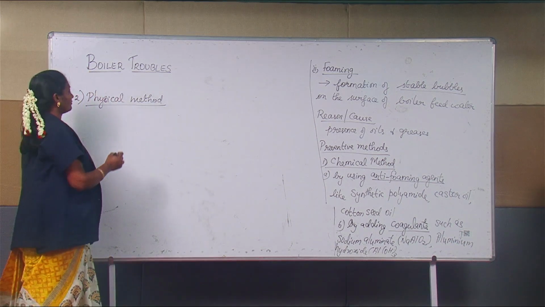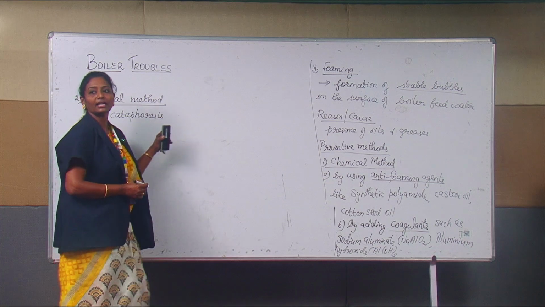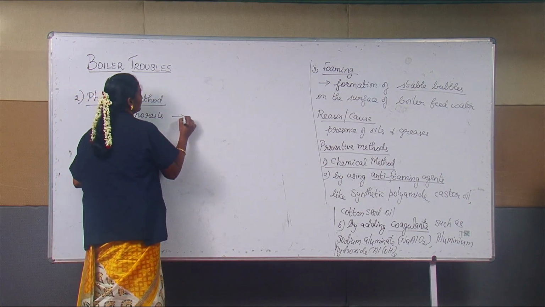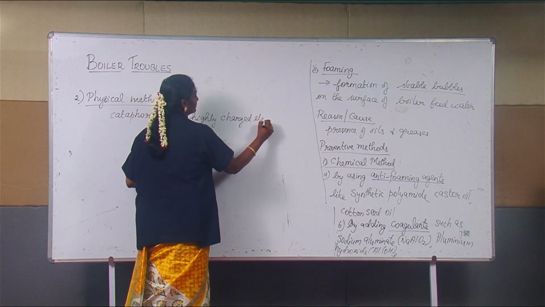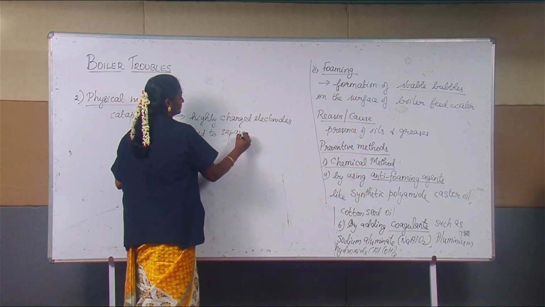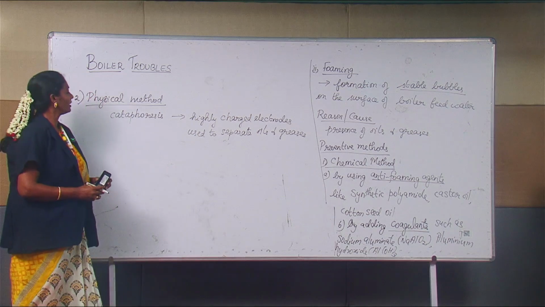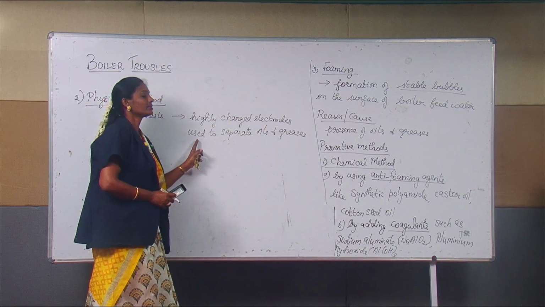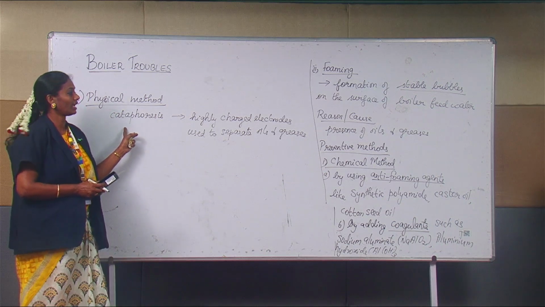Physical method is we would use cataphoresis. Here highly charged electrodes are used to separate the oils and greases from the boiler feed water. So cataphoresis is a physical method where we will be able to use the highly charged electrodes to separate oils and greases. So we have seen the second boiler trouble, which is priming and foaming.